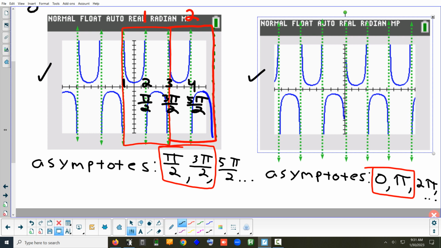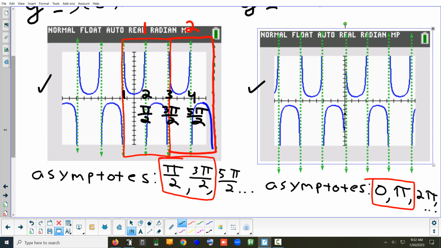So it's getting to be a little complicated now to keep track of all these asymptotes. So what we're going to do, we're going to put them all on a table so we can remember, okay, what are the asymptotes for tangent? What are they for cotangent? What are they for secant? And what are they for cosecant?